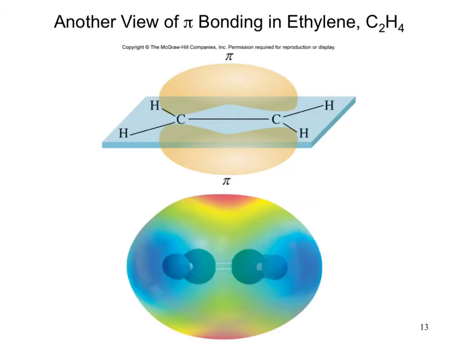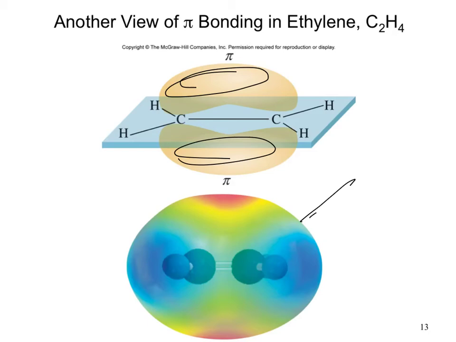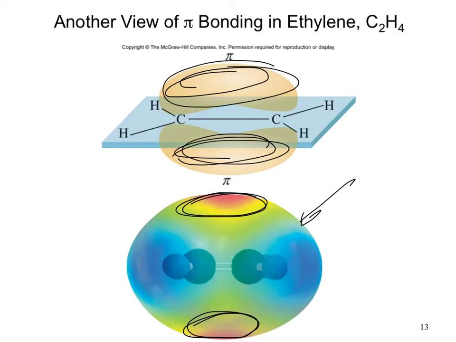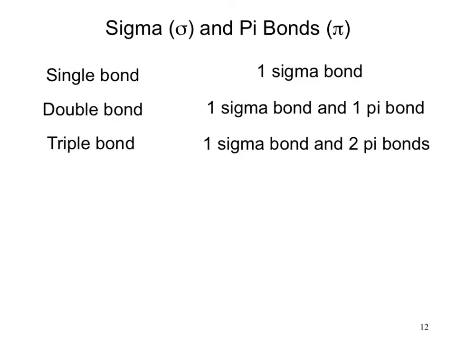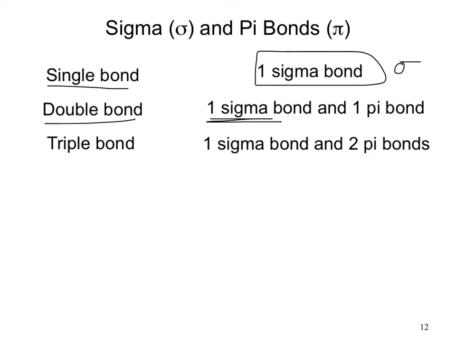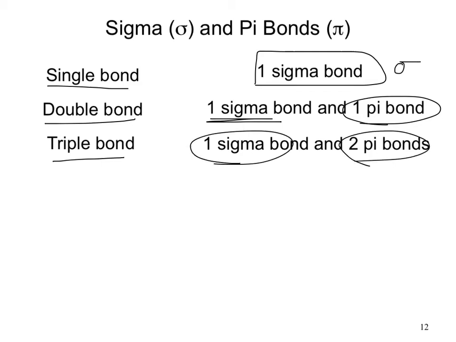So here we can see the pi bonding interaction within ethylene, and then here we have our molecular model with our electrostatic map. And you notice that we've got these 2 areas of high electron density. We know because they're red. Those 2 areas of high electron density are that double bond. So if we count the types of bonds that we have available, if we have a single bond, it must be a sigma bond. A double bond consists of 1 sigma and 1 pi. And a triple bond is 1 sigma and 2 pi.